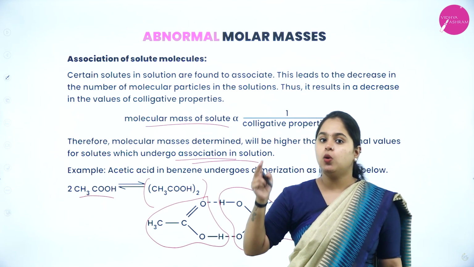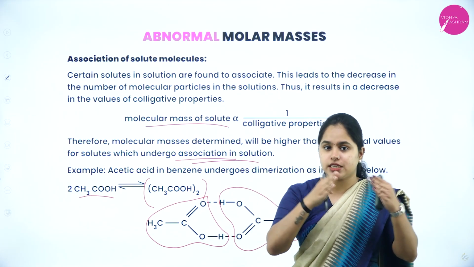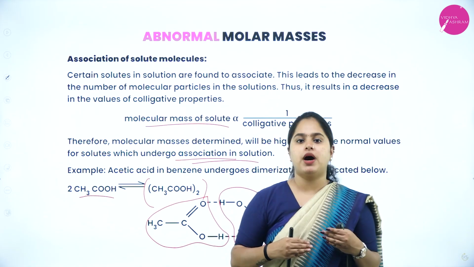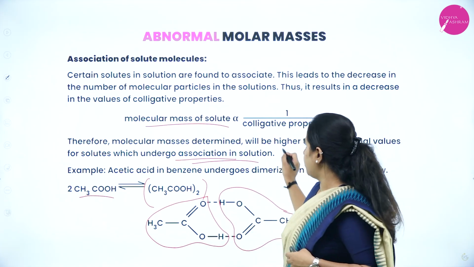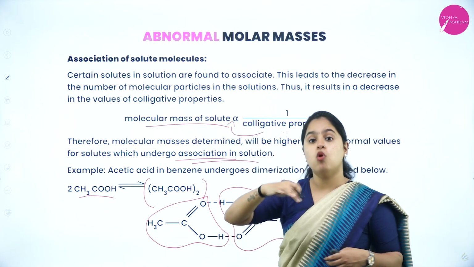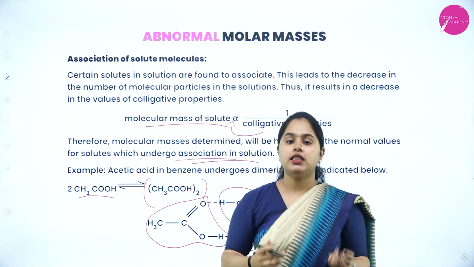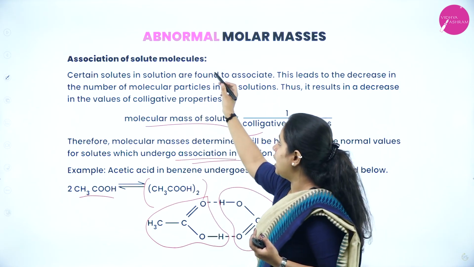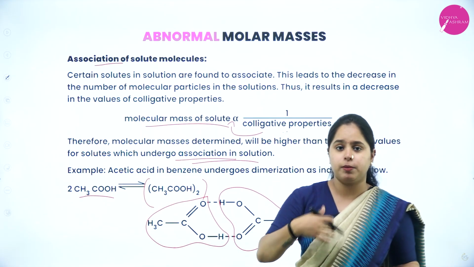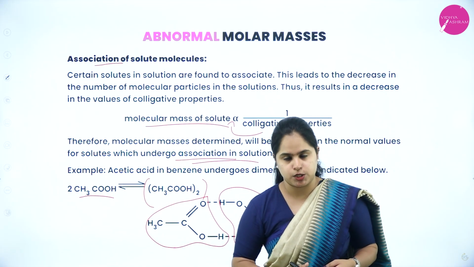Instead of 2, now it is 1. So what happened? Dimerization took place and it acts as 1 molecule. So the number of particles is less, and the colligative property also becomes less. The colligative property becoming less means the molar mass is increasing. So when the solute particles are undergoing association, the molar mass will be greater than what is expected.